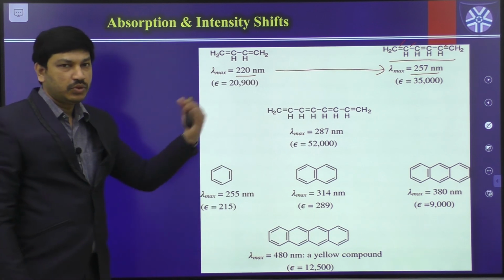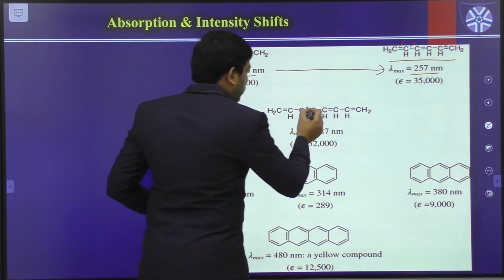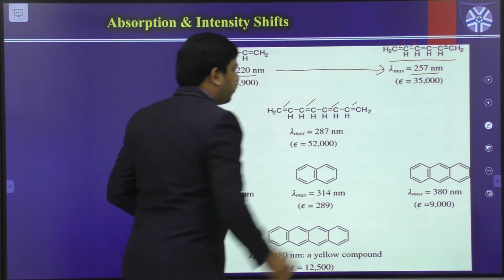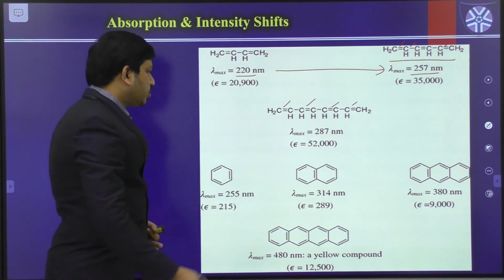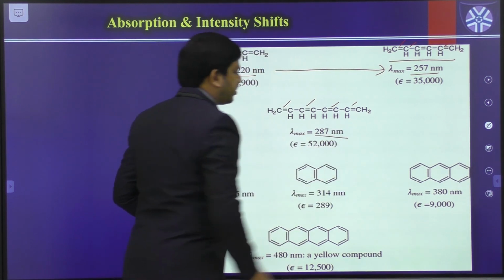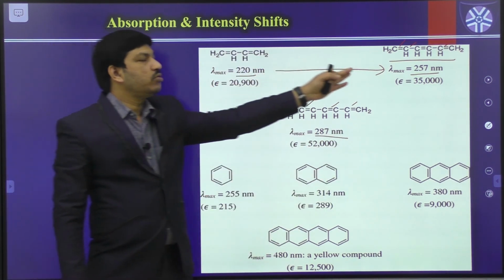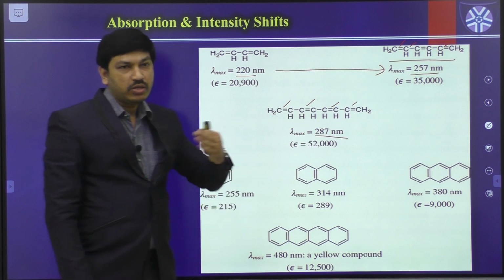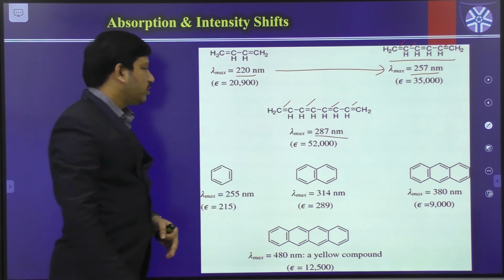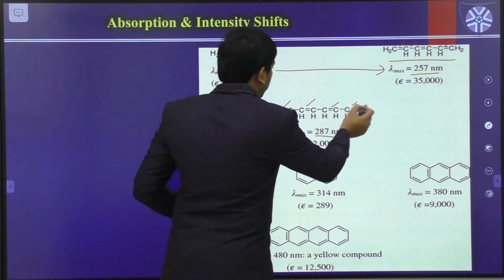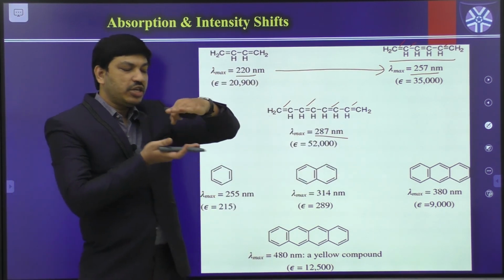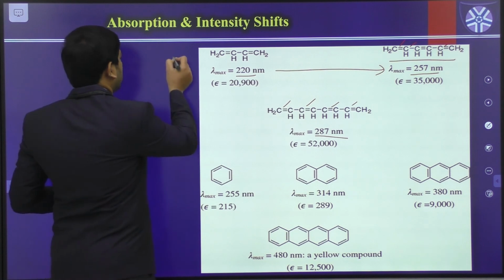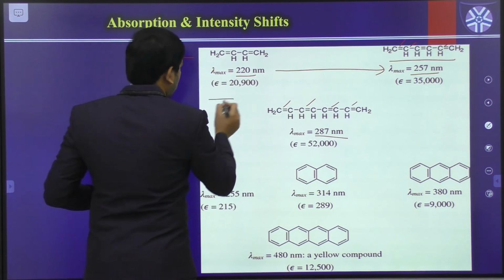Yes or not? And here, 1, 2, 3, 4 alternate double bonds are there, and that means conjugation further increases. So in this case the value shifted to 287 nanometers. 220, 257, now it is 287. So the wavelength further increases. So like this, if the conjugation increases, the lambda value increases, that means the energy gap between the pi to pi star transition decreases.